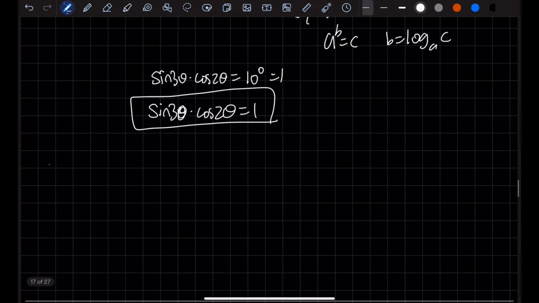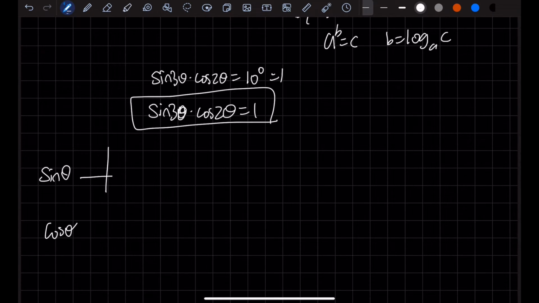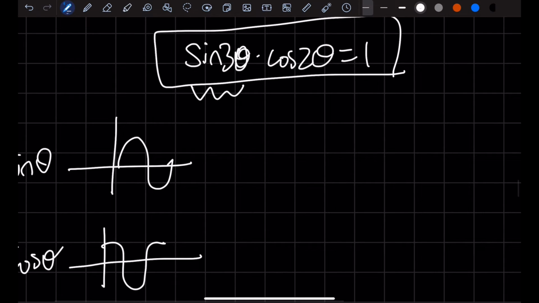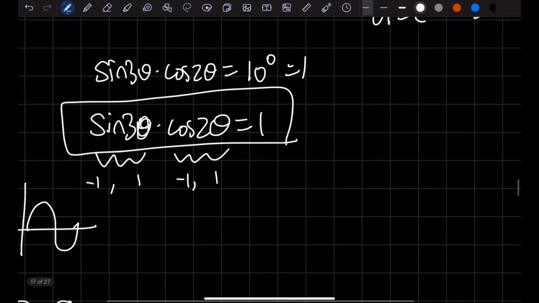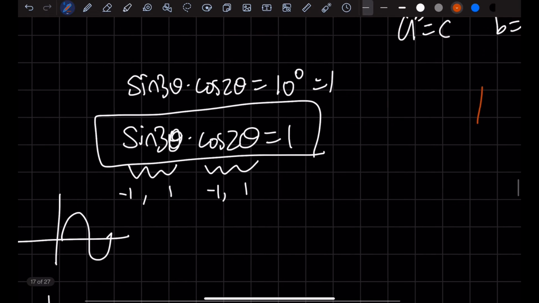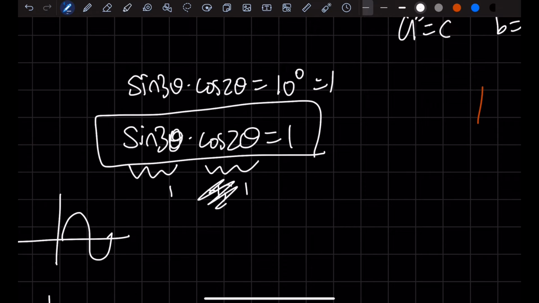Okay, if we draw out the graph of sine and graph of cosine, we know sine looks something like this and cosine looks something like that. We know sine of 3 theta has to be between -1 and 1, and cosine of 2 theta has to also be between -1 and 1. But anytime cosine of 2 theta or sine of 3 theta gives a negative value, we have log of some negative number, and logs cannot have a negative number in their argument. So for practical purposes, we should only analyze when sine of 3 theta spits out a number between 0 and 1, and cosine of 2 theta spits out a number between 0 and 1.